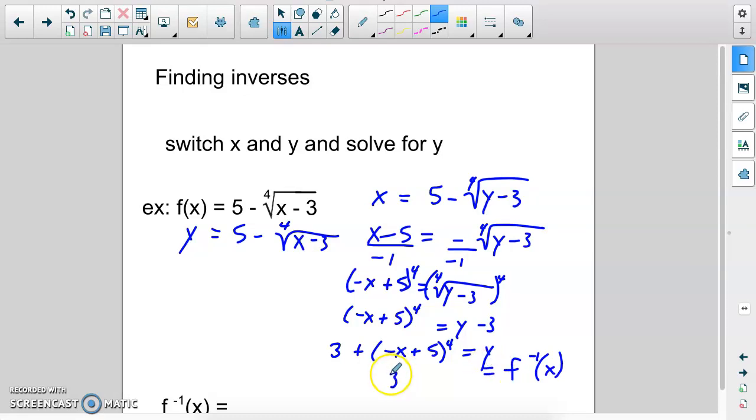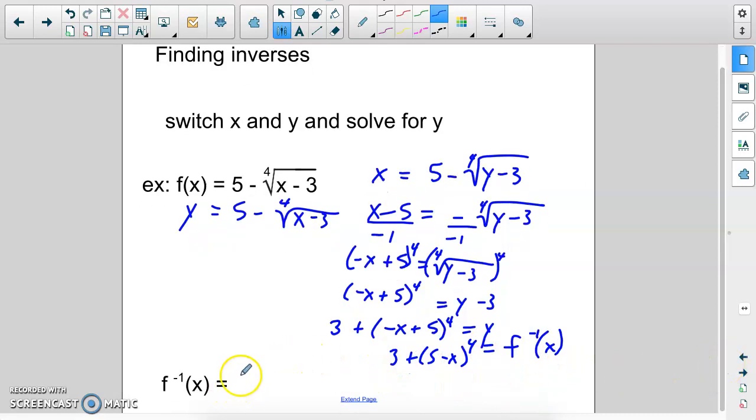So we can write it this way if we want. Equals f inverse of x. Sorry, I guess I had that written over here already. So these two are inverse functions.